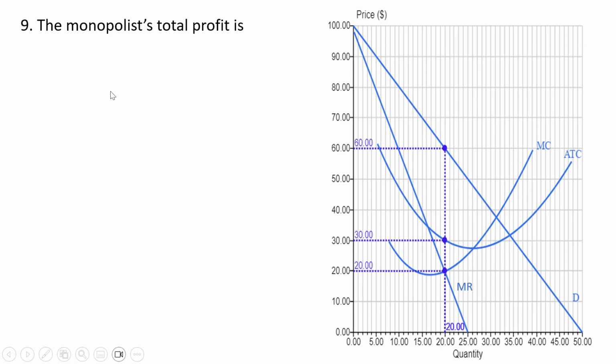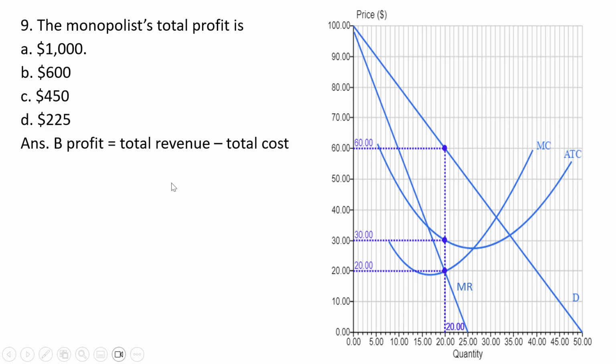Question 9. The monopolist's total profit is, so the same diagram we've been dealing with the last several questions. Total profit is total revenue minus total cost. We already solved each one of those components individually. We found total revenue is 60 times 20. We found that total cost is 30 times 20. So we're going to take $1,200 and minus out $600 to get total profit. And so our answer here is going to be B. So total revenue minus total cost.